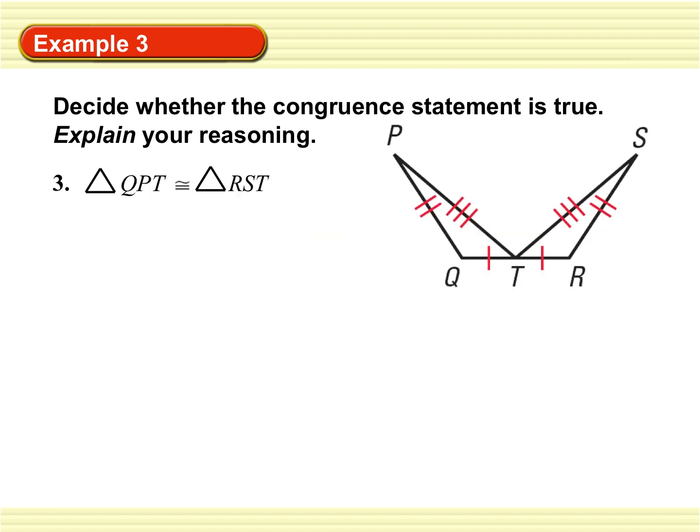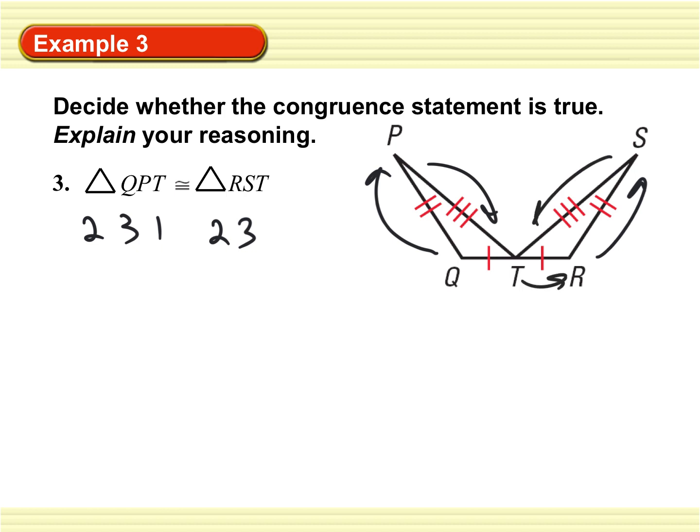Decide whether the congruence statement is true and explain your reasoning. Q to P, 2 tick marks. P to T is 3 tick marks, and then 1 tick mark from T to Q. RS is 2 tick marks. ST is 3. And TR is 1. Again, 2, 3, 1, 2, 3, 1 tick marks. We're going in the right order, therefore this is true by the side, side, side theorem.